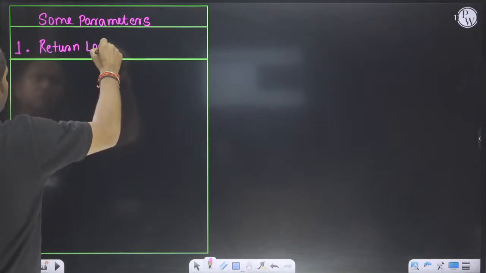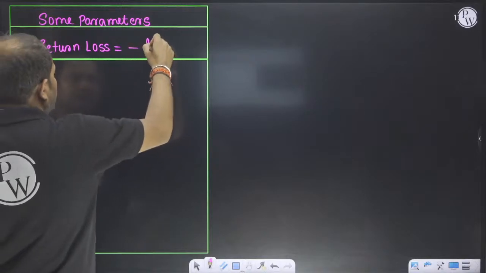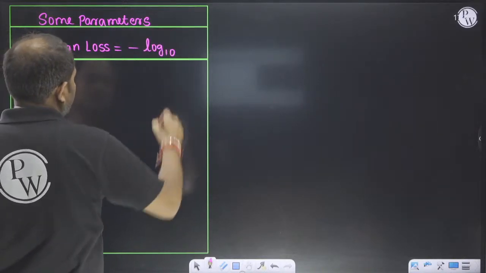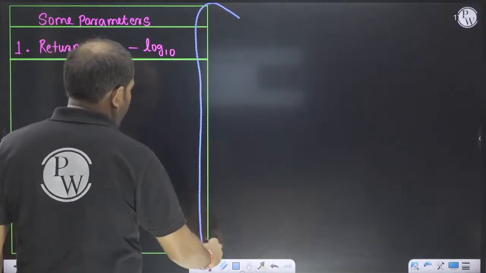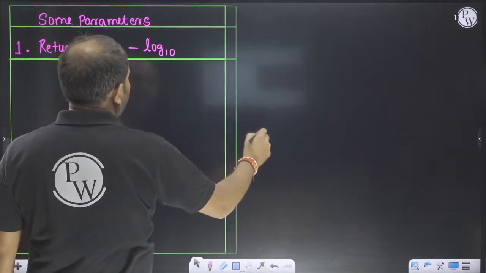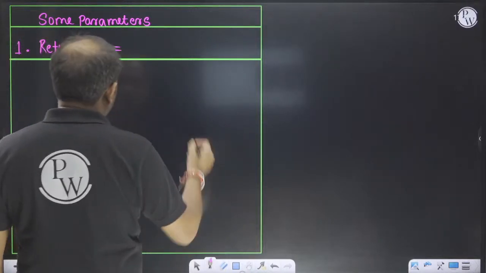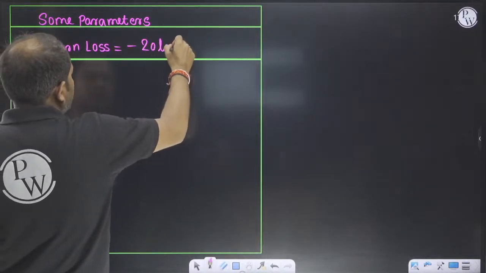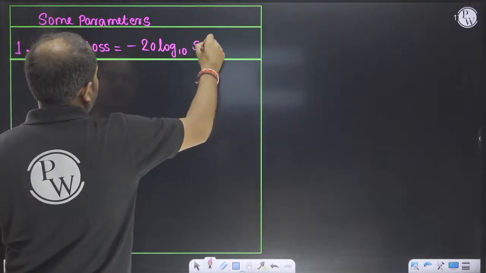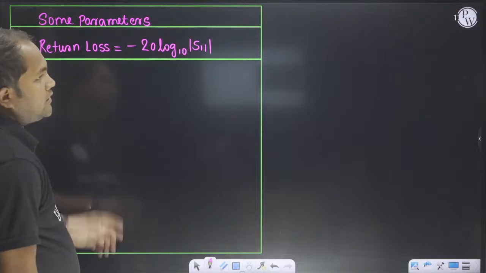it is loss, so I will put a minus sign here, and the S parameter is a ratio of what? It is a ratio of voltage, so for voltage it will be 20 log. So minus for loss, 20 log for voltage ratio, and in dB it will be the S11 magnitude. So this one is return loss at port 1.